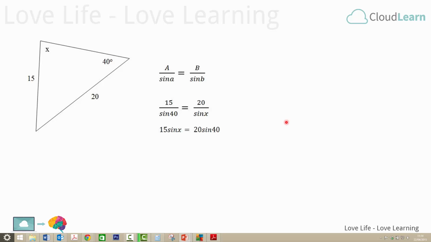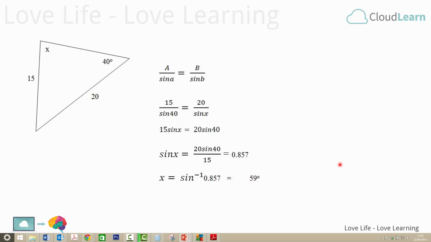Now let's see the next step of this. We cross multiply here, so the sine x comes up to become 15 sine x, and the sine 40 comes up to give us 20 sine 40. We can then bring the 15 over. It's multiplying the sine x here, so when we bring it over to the other side we divide. Now when you work this out in the calculator, if you do sine 40 and then multiply by 20 and then divide by 15, you get an answer of 0.857.